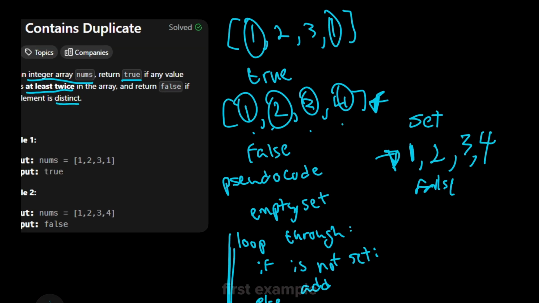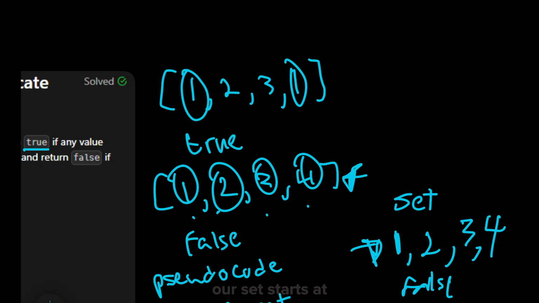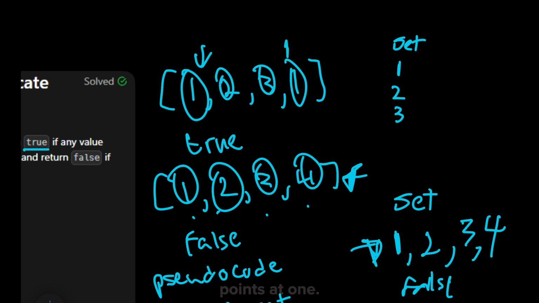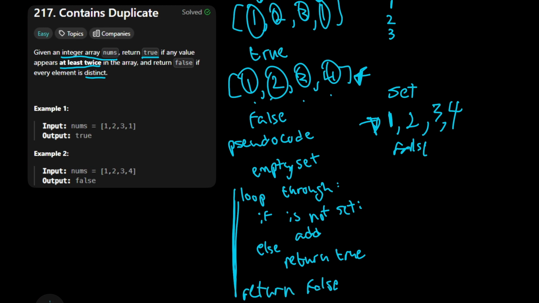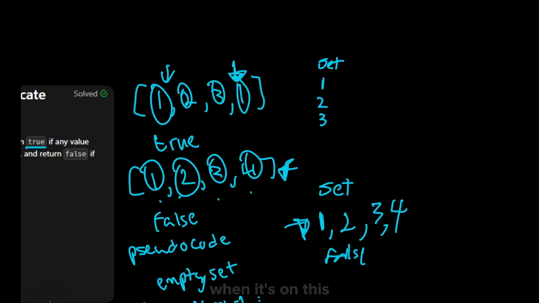Now let's look at the first example again. So we have our set, which starts at 0. The pointer points to 1, add 1 to the set. It points to 2, adds 2 to the set. Finally it points to 3, puts 3 in the set. Now it points at 1. Looking down at our pseudocode, oh, look at that. It's in the set, so it does not add. It goes to the else branch and it will return true, which means there is a duplicate. So when it's on this iteration, it returns true.